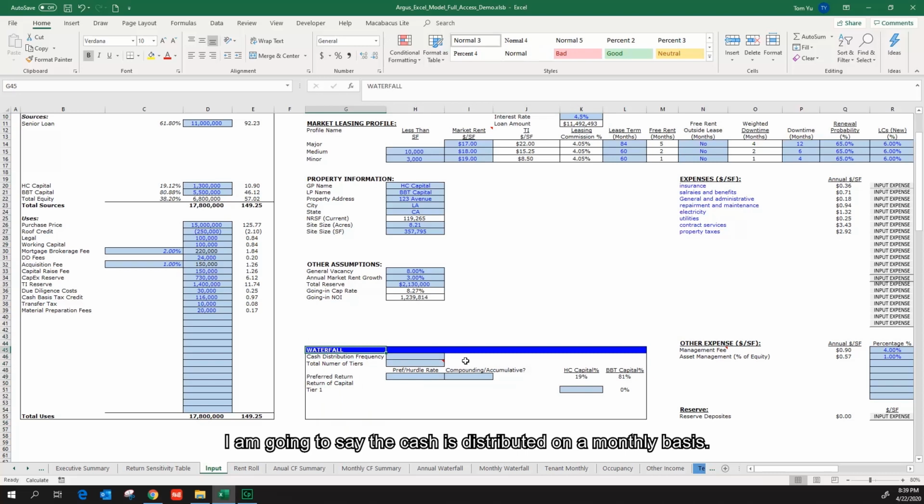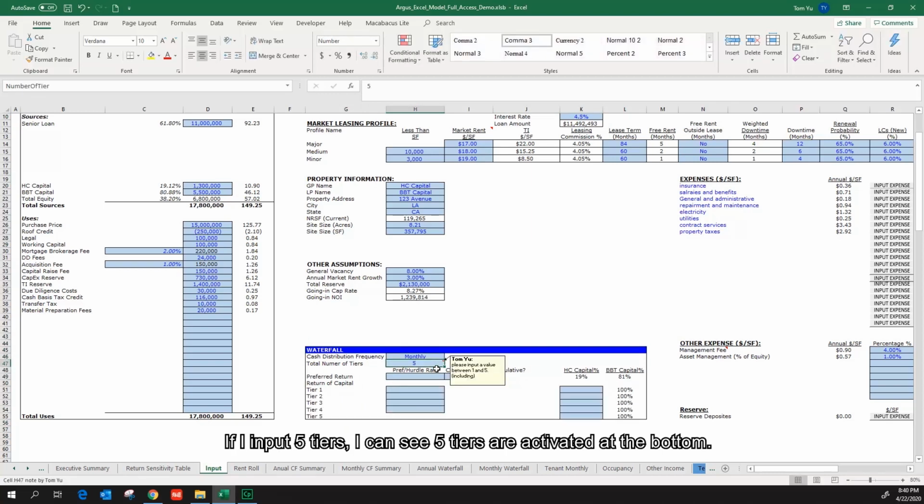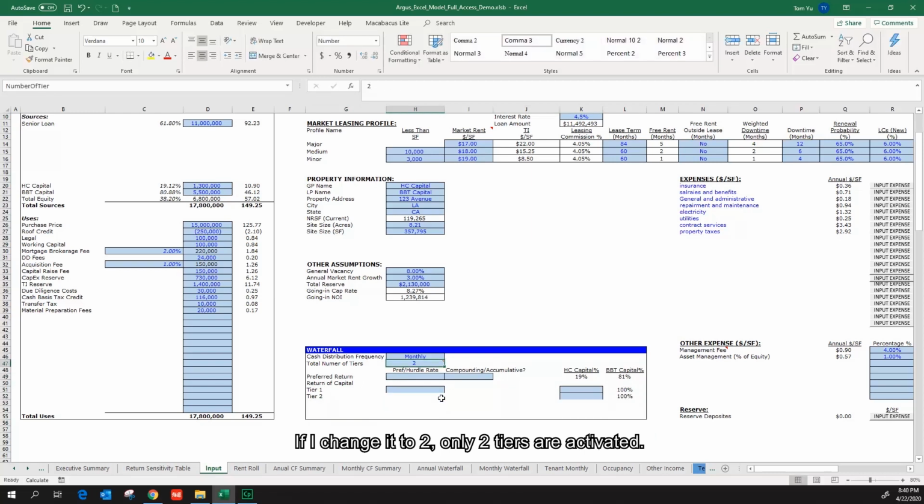I'm going to say the cash is distributed on a monthly basis. The maximum number of tiers is 5 in the ARGUS Excel model. If I input 5 tiers, I can see 5 tiers are activated at the bottom. If I change it to 2, only 2 tiers are activated.